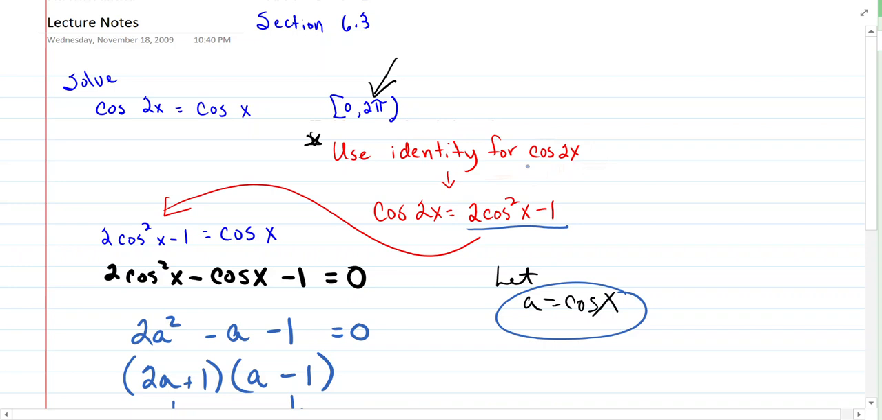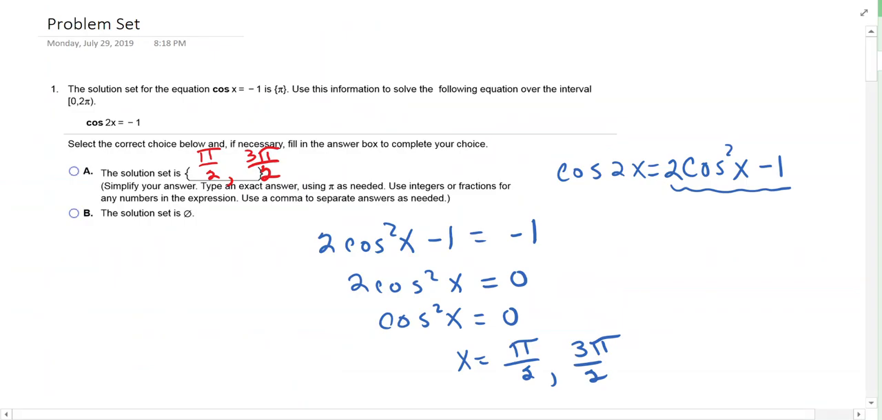Let's go look at our homework problems. All right, so this one says the solution set of cosine x equals negative 1 is pi. So they said the solution set for this equation is pi. Use this information to solve the following. So now this is what we're going to actually solve. All right, so it's got a cosine 2x. This is what we're going to use to substitute.